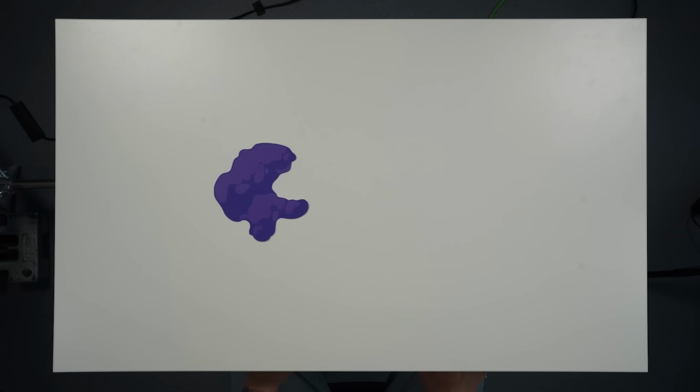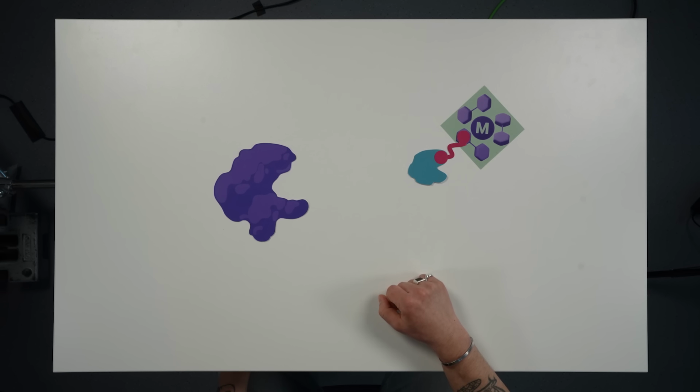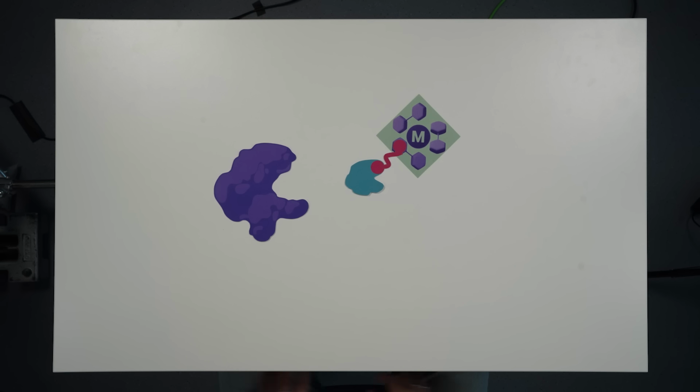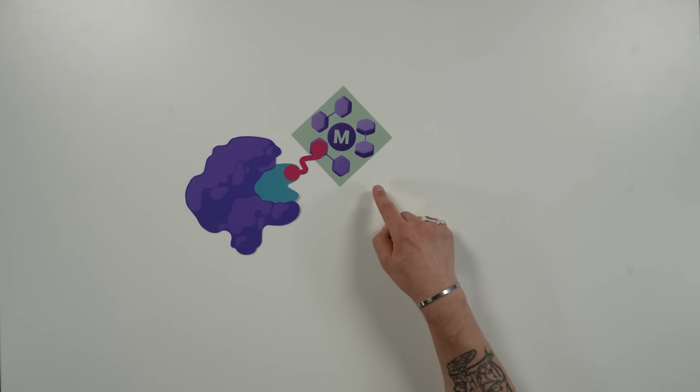This is the molecule that we've designed. It consists of two main parts. This part is the ligand. So this binds to a specific part of our protein. This part here is the metal complex. Once the ligand binds, it brings the metal complex close to the protein so that it's in the perfect position for what's going to happen next.